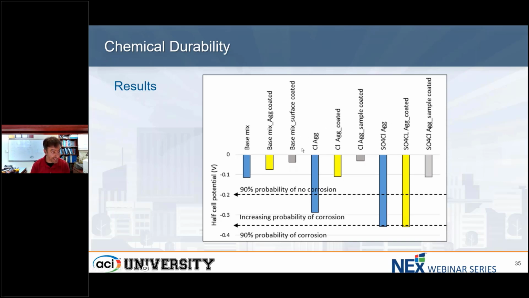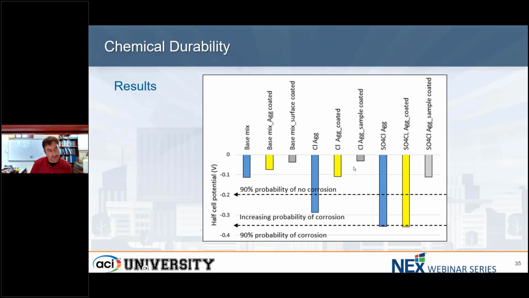Now, we add in contaminated aggregates, contaminated with chloride, but we haven't done anything to protect it. Just tossed it in. Boom. Our probability of corrosion shoots up as expected. But look, we coat those contaminated aggregates with the silane, and we have jumped back down to as if there were no chlorides in those aggregates. And then if we actually coat the surface of the sample, we see the same thing.